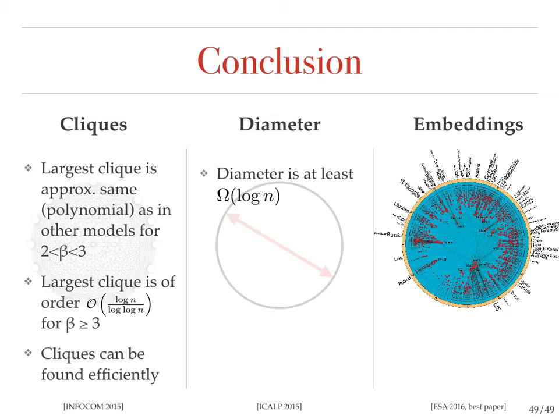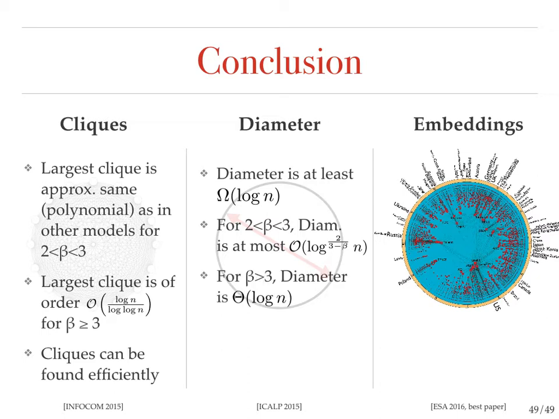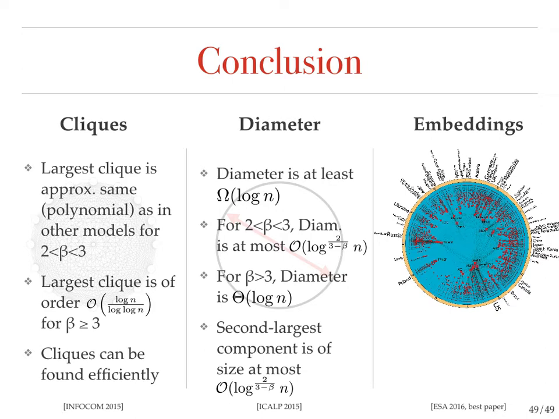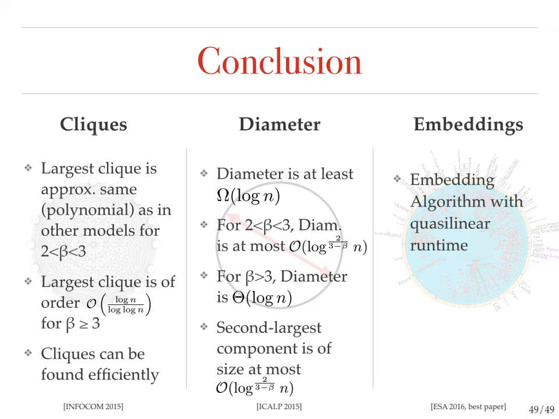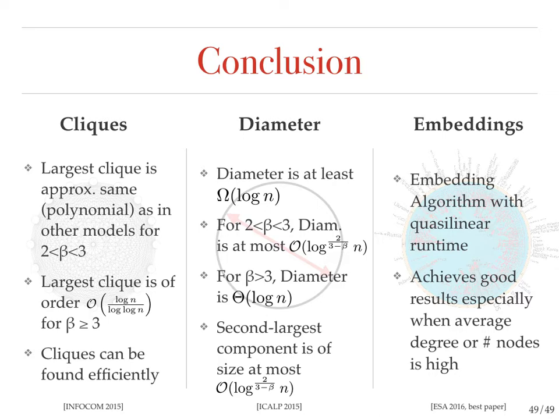And for the diameter, we have shown in the thesis that it is at least log n. When the power law exponent is between 2 and 3, the diameter is also at most some polylogarithm of n. And for beta larger than 3, we have a tight result. And finally, for the embeddings, we have presented an embedding algorithm with quasi-linear runtime, extremely efficient. We have conducted experiments and saw that we have good results, especially when the number of nodes or the average degree is very high.